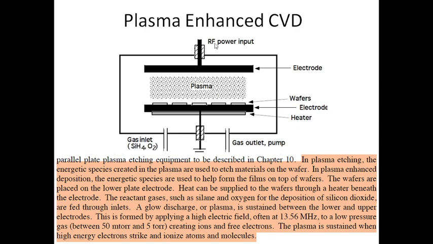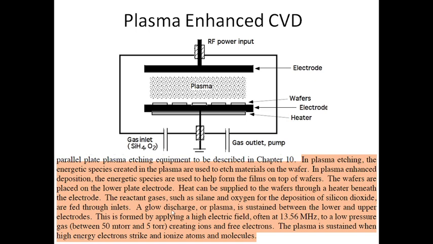You can see there is an RF power that will make the formation of this plasma. In plasma enhanced deposition, the energetic species are used to help form the films on top of the wafer. So this is a wafer. Now the wafers are placed on the lower plate electrode. Heat can be supplied to the wafer through a heater beneath the electrode. So there is a heater which is going to provide the heat.